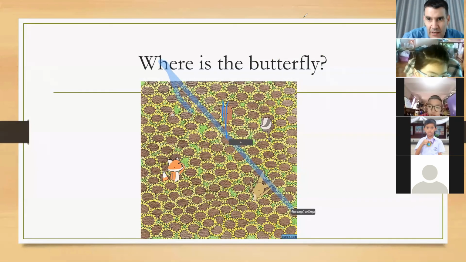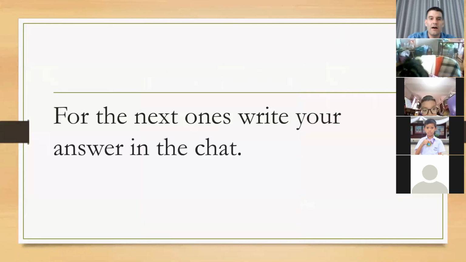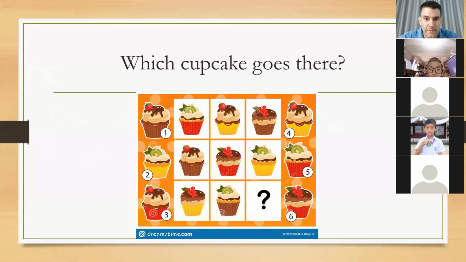So next, I will show you a couple more puzzles to help you think differently. So for the next ones, you can write your answer in the chat. The first one will be a choice. You choose 1, 2, 3, 4, 5. Okay, so write in the chat which one you think is the correct answer.